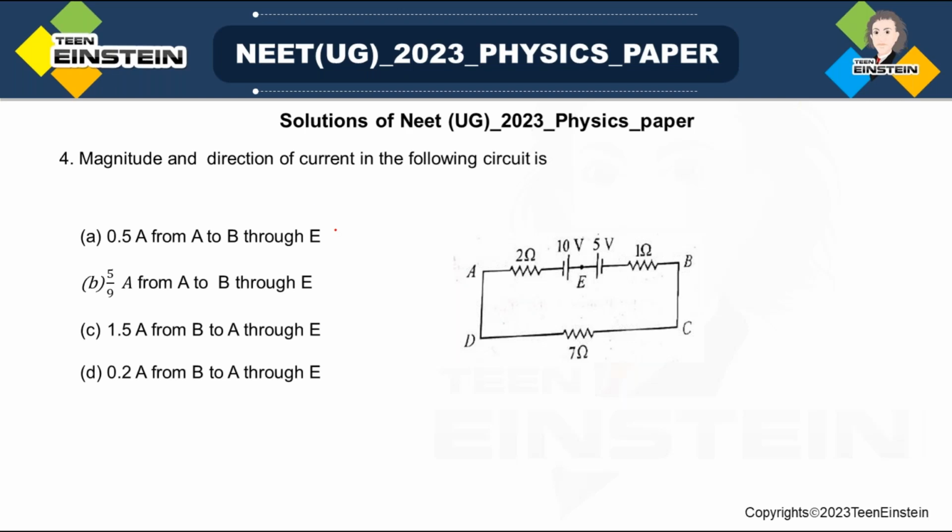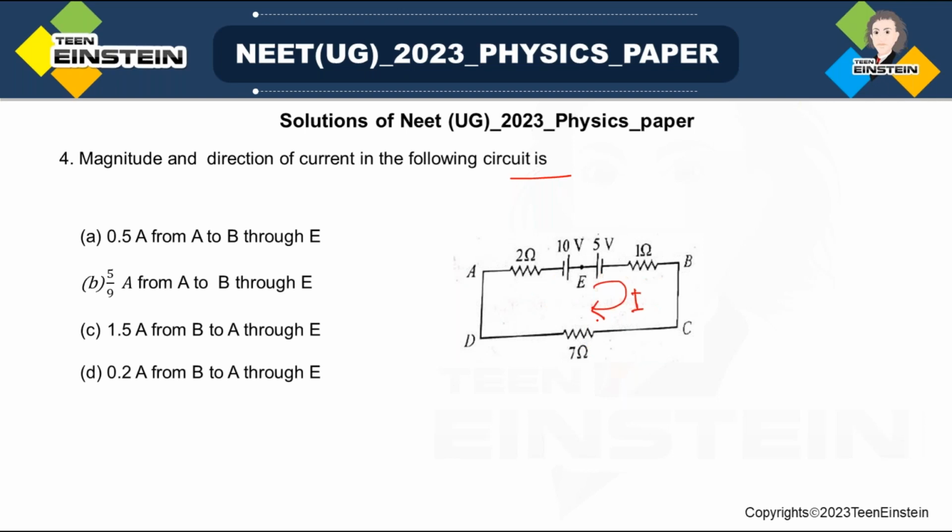See, in this problem, it is said: magnitude and direction of the current in the following circuit is. So the magnitude and the direction of the current you have to find out. See, this has got a single loop itself. We'll just do this job. Let's say the current, since all of them are in series, will be the same through 2 ohm here, 1 ohm and 7 ohm.